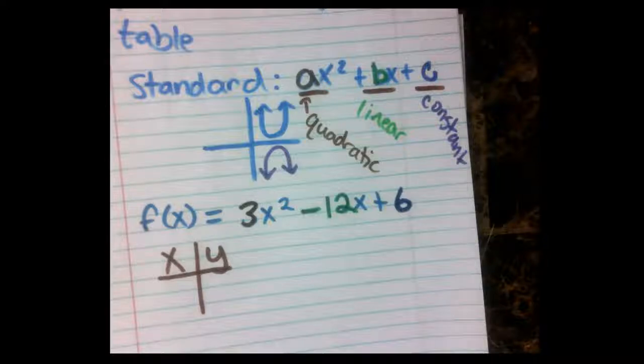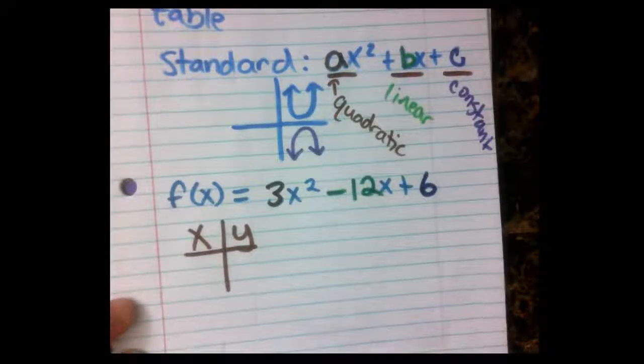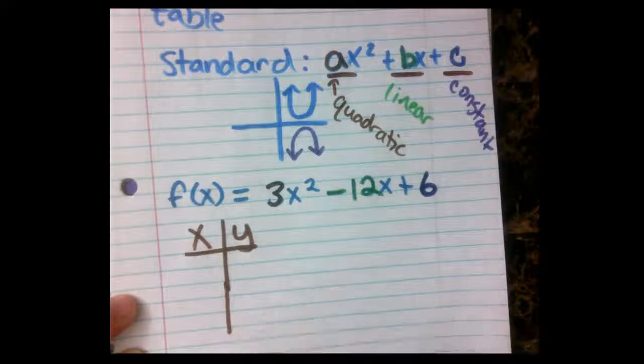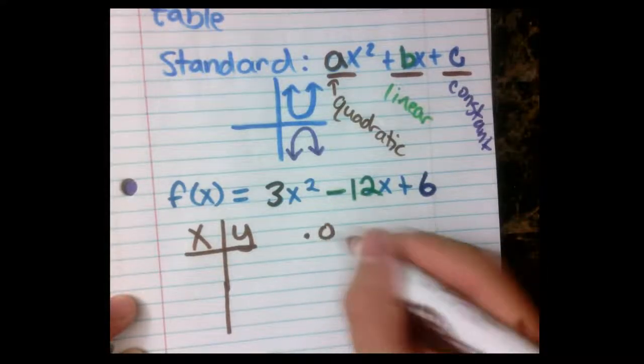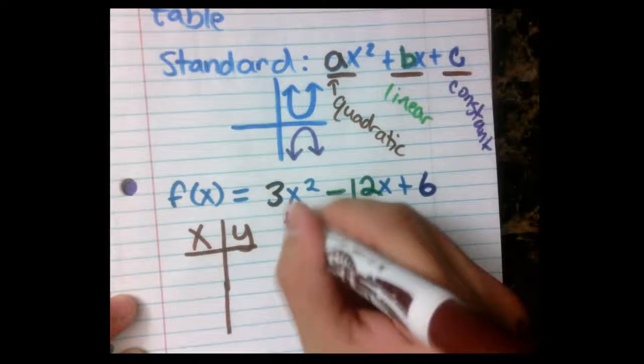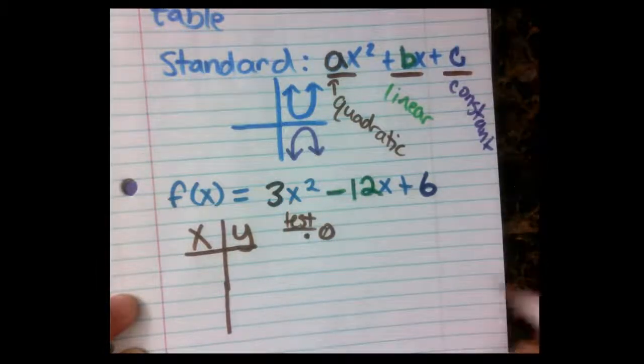A lot of students will test all sorts of different values. I'm sure some teachers have told you certain things. Typically what you want to test is 4 different things. You want to test 0. So these are things you want to test, okay? You want to test 0.